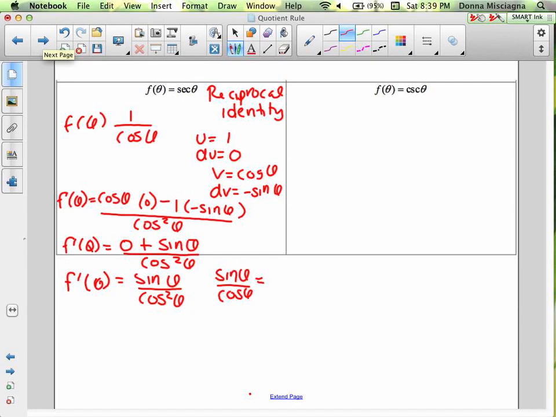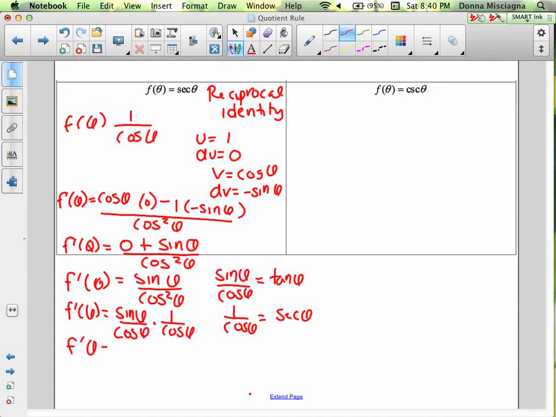So sine theta over cosine theta, that's tangent theta. And 1 over cosine theta, because I don't want any squares, that's going to be secant theta. So if I rewrite this as sine theta divided by cosine theta times 1 over cosine theta, I can change this to tangent theta secant theta, and that's the derivative of secant theta. There we go. All right, one more to go.